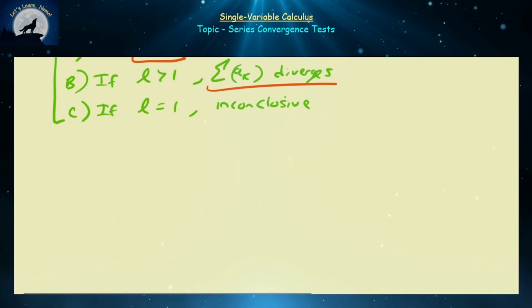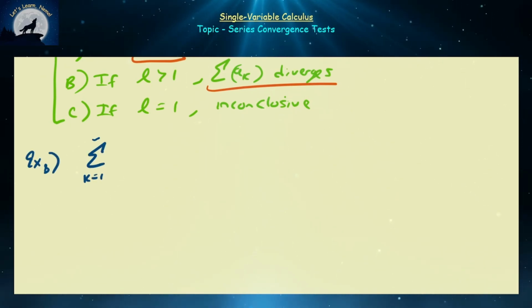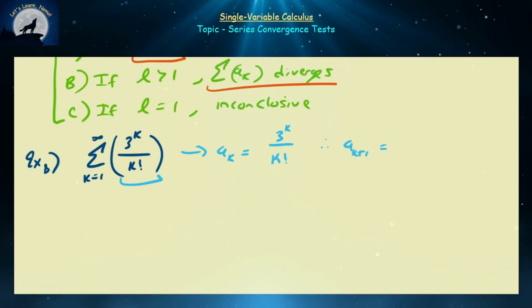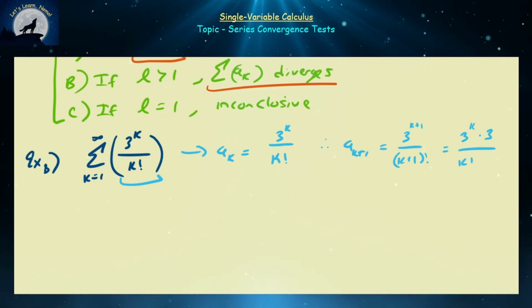So again, let's just look at a couple examples to see how it works. So let's look at the sum from k equals 1 to infinity of 3 to the power of k all over k factorial. So our sequence is going to be that term there. So a_k will be equal to 3 to the k all over k factorial, which means that a_(k+1) will be equal to 3 to the k plus 1 all over (k plus 1) factorial, which we can, of course, re-represent as 3 to the k times 3 all over (k plus 1) times k factorial.